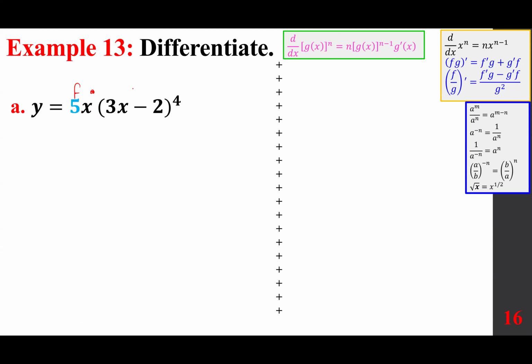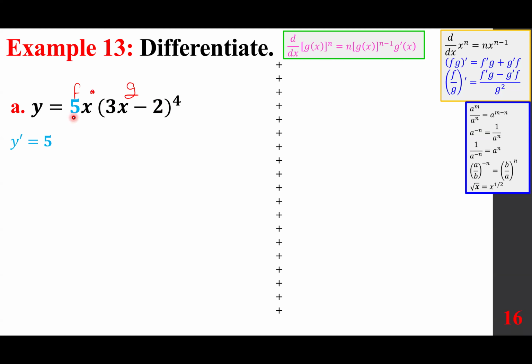function f. This is your function g. If this number is extremely large or extremely small or decimal or fraction, then you want to keep it out. We're going to discuss that further in a moment. But for now, f times g, we are going to go with f prime g plus g prime f.